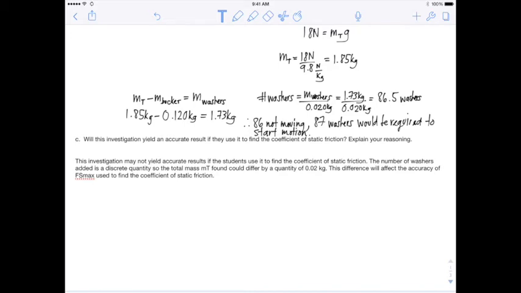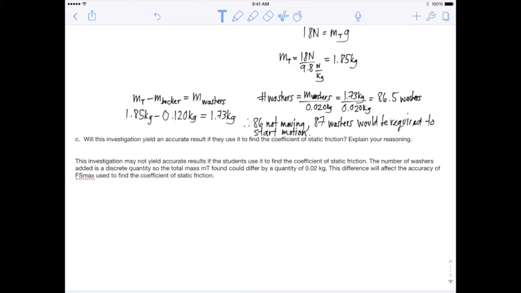In Part C of this question, they ask, will this investigation yield an accurate result if they use it to find the coefficient of static friction, and explain your reasoning? Well, this investigation may not yield accurate results if the students use it to find the coefficient of static friction.